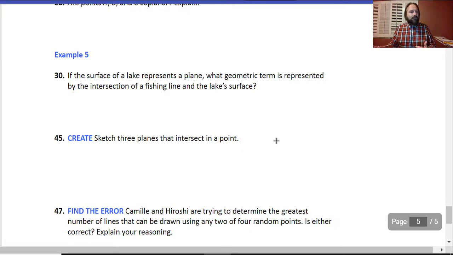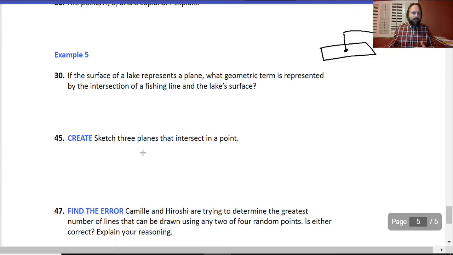So, once again, for the next ones, example 5 is just, hey, we have a real-world situation. One thing I would say, hey, maybe we should draw it out. So here's the surface of the lake. And we have a fishing line that cuts through it. So it cuts through it. What's this right here called? That's all it's asking. Not this line. What is this connection called between a line and a plane? Go ahead and answer that.